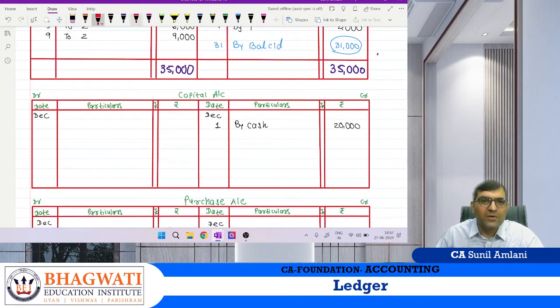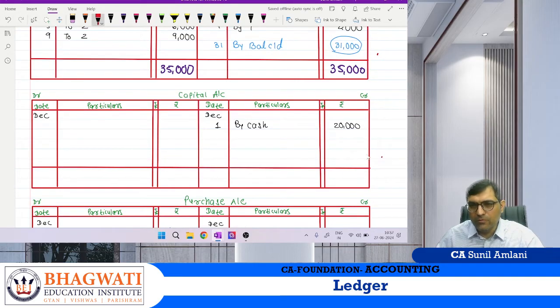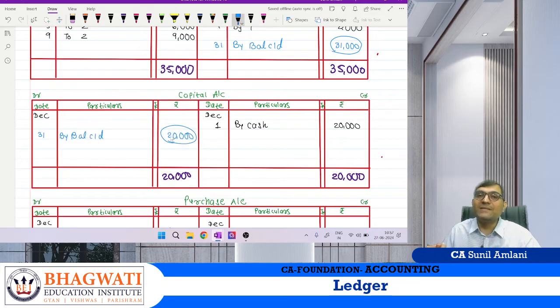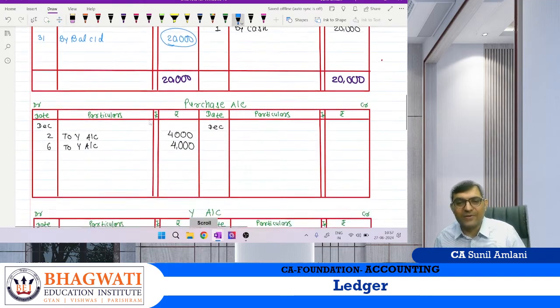Okay, here if I just do it, I hope you don't need a calculator for this one. 20,000, 20,000. And here 31st December by balance carried downward 20. This is which balance? Credit balance. No doubt I'm recording it on a debit side, but closing balance is recorded on a side which is shorter and it is known by the side which is higher.